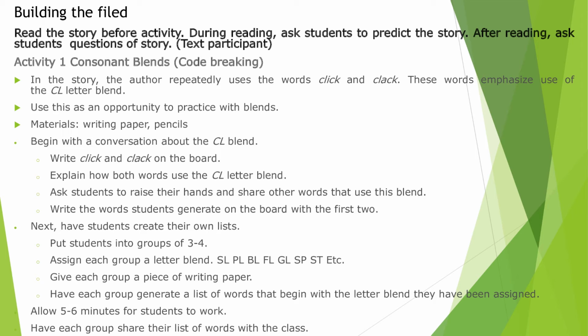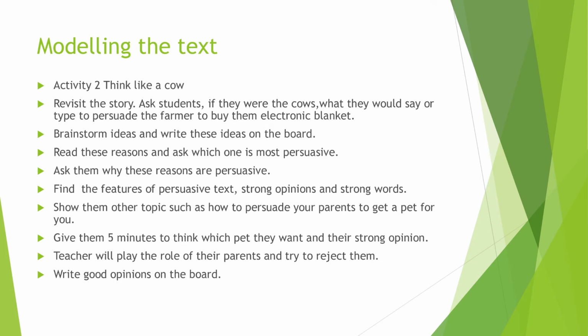The next activity, students will play the role of cows in the story, and the teacher will play the role of farmer. Students will work together to find reasons to persuade the farmer to meet their demands, and the teacher will list the reasons on the board and reject them with reasons to help them improve their arguments. Students will understand the social purpose of the genre of persuasive writing as text users in this modelling stage.